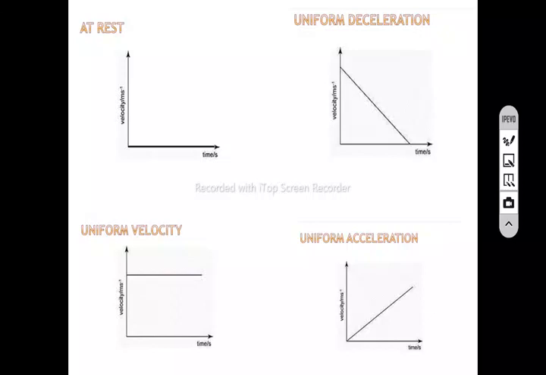Are we clear? If I display a velocity time graph, trust me, I'm telling you, it's going to be a straight line. Are we clear? A straight line up or a straight line down. Let's go. Can we go?